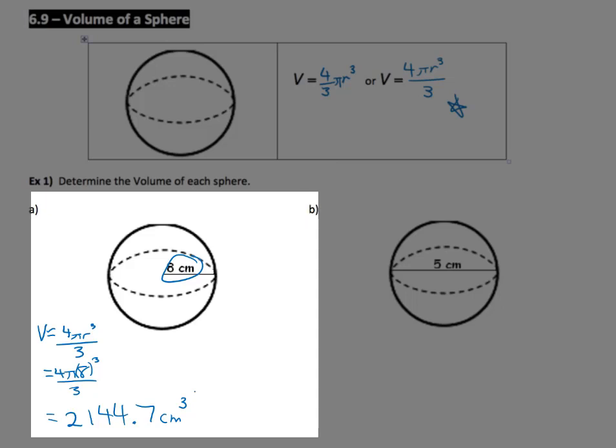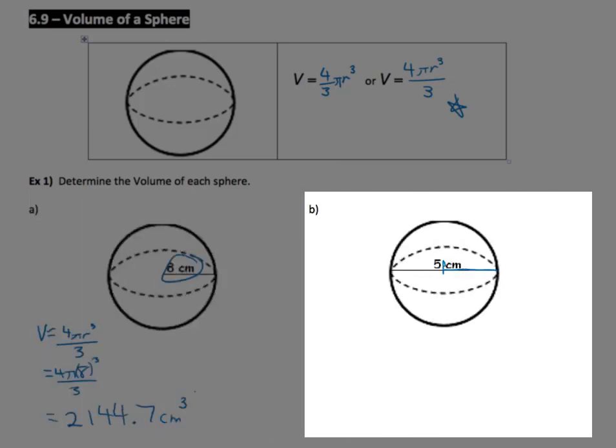So in our next example, we're actually given the diameter, so we need to figure out what the radius is. Well, diameter equals 2r. We know diameter is 5, so 5 equals 2r. Divide both sides by 2, and we'll get what r is. 2.5 equals r. Okay, so now we can just sub that into our formula. I'm going to rewrite it. V equals 4 pi r cubed all over 3. Now I can sub in the numbers. 4 times pi times 2.5 to the power of 3 all over 3.